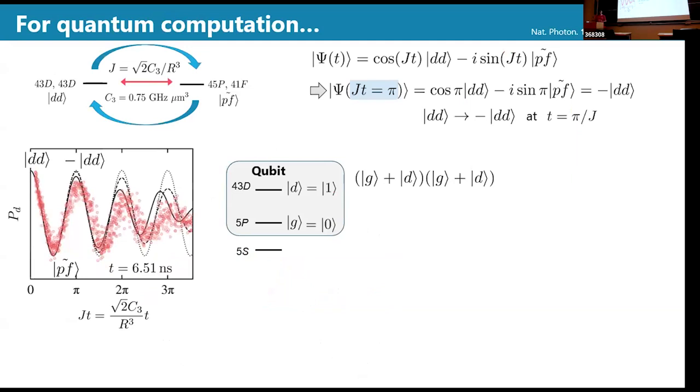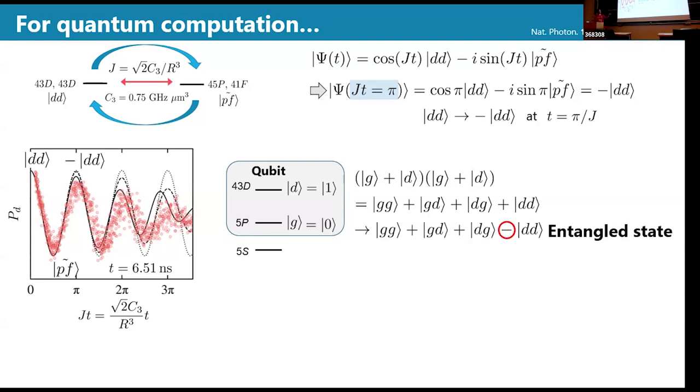But then, to answer your question, yes, we can apply this technique to a two-qubit gate, for example. What we demonstrated is that we prepare a superposition of this state and this state, and we prepare two atoms. Based on this equation, you can find that at JT equal pi, the state goes back to the DD state because of the cosine, and then this part disappears, but this cosine pi is not 1 but -1, so DD goes to minus DD. This is what happened in this Rabi oscillation.